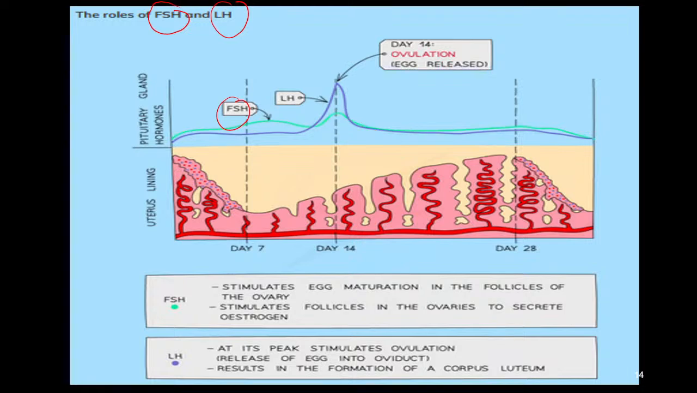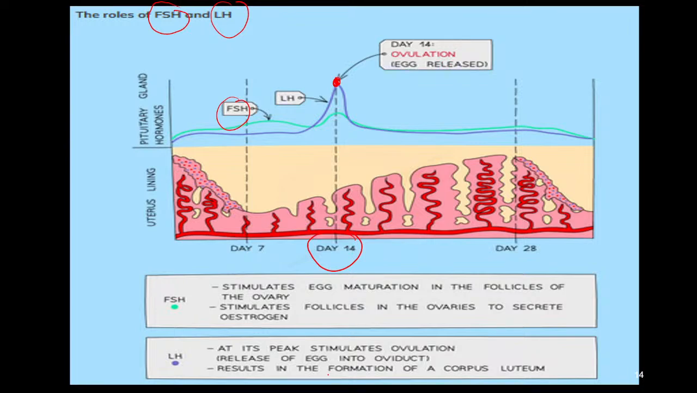At its peak, LH stimulates ovulation. So when they ask you where does ovulation happen, or which day does ovulation happen, because LH is at the highest point, that would be day 14, because ovulation happens because of the surge or increase in LH.